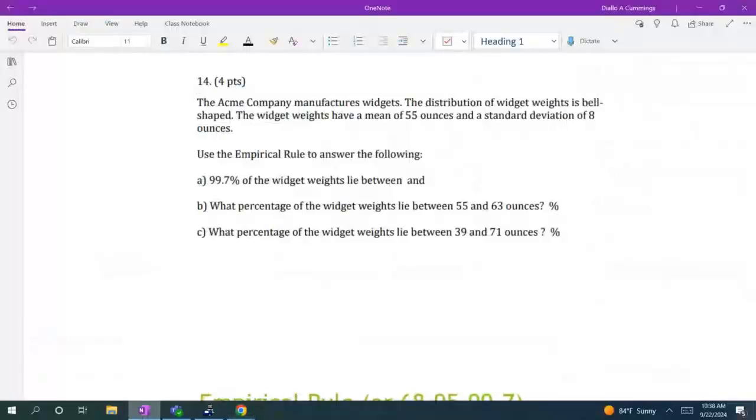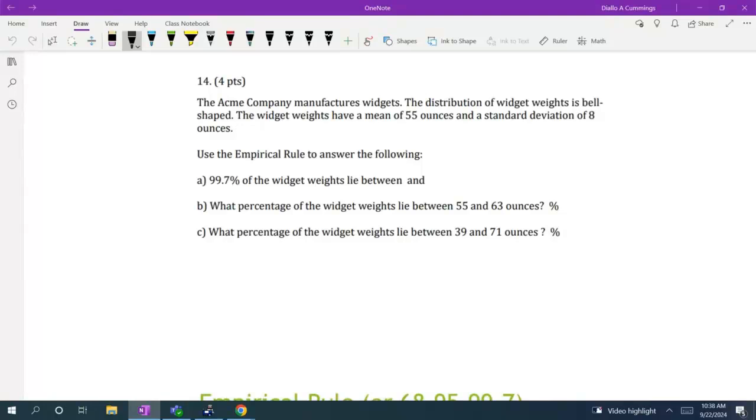The Acme Company manufactures widgets. The distribution of widget weights is bell-shaped, with the widget weights having a mean of 55 ounces and a standard deviation of 8 ounces. We're to use the empirical rule to answer the following questions.